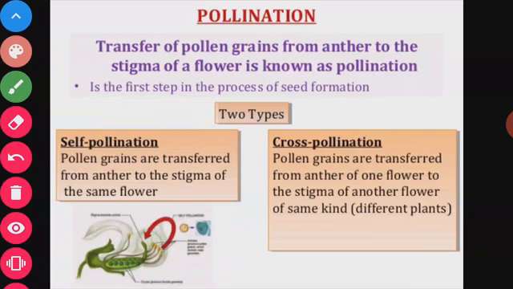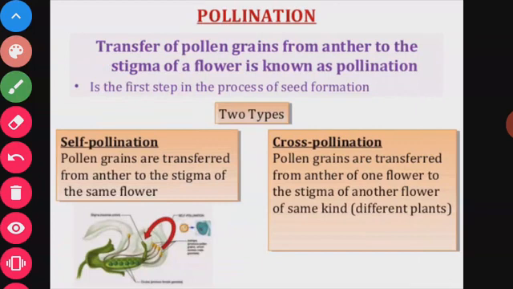Now, pollination. What is pollination? Dear students, in flowering plants a new seed is formed when the male gamete present in the pollen grain fuses with the female gamete present in the ovule. For the formation of the seed, two processes happen: first is pollination, second is fertilization.